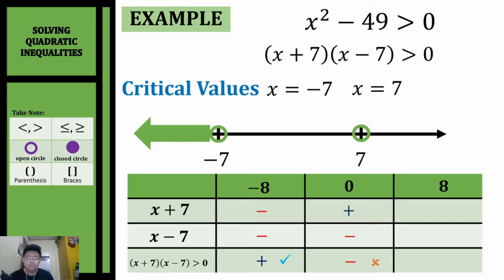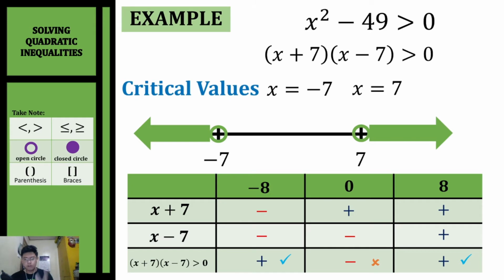Okay, let's proceed to our last representative, 8. Let's substitute it into our first factor, x plus 7. We will have a positive number. 8 minus 7, we will have a positive number. Let's multiply them. Positive times positive, we will have positive. So, is a positive number greater than 0? Yes. Therefore, it satisfies our inequality. So, all the numbers to the right of 7, all of them are possible solutions to this quadratic inequality.